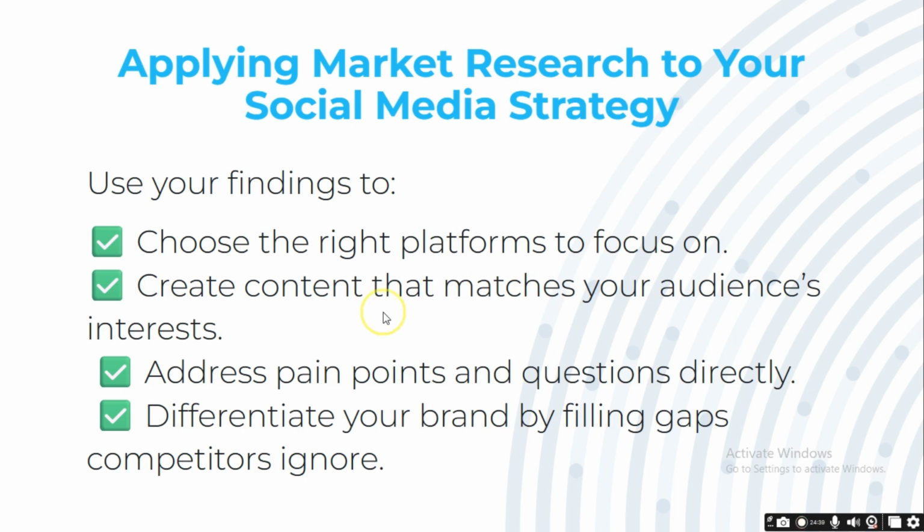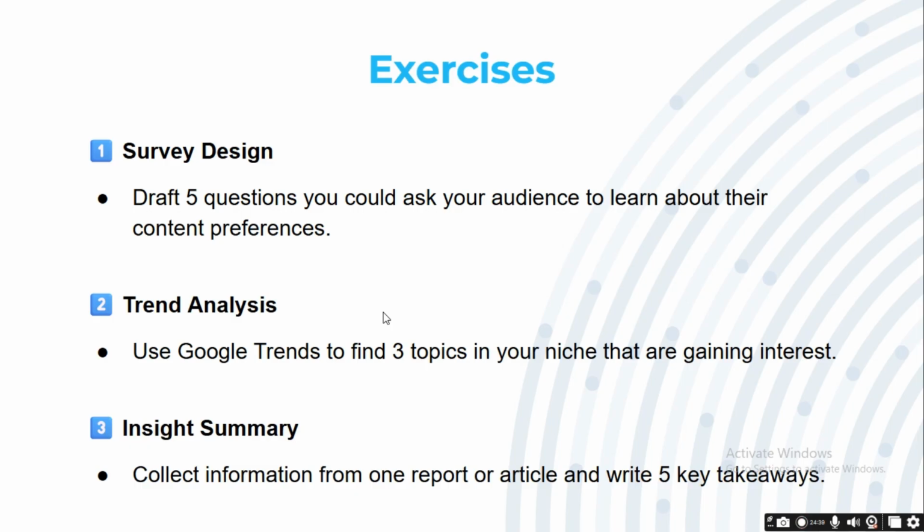Exercises. 1. Survey design: Draft 5 questions you could ask your audience to learn about their content preferences. 2. Trend analysis: Use Google Trends to find 3 topics in your niche that are gaining interest. 3. Insight summary: Collect information from one report or article and write 5 key takeaways.